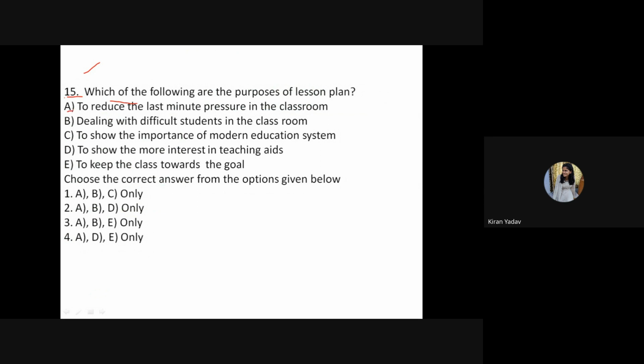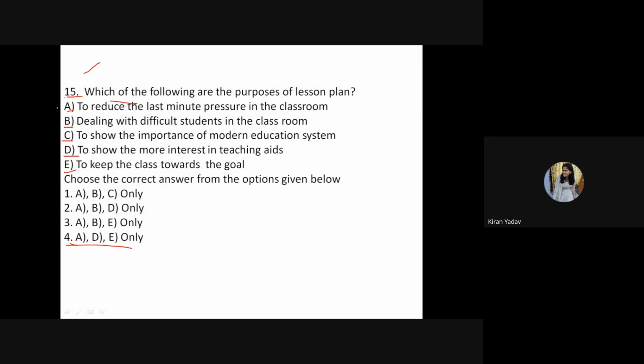Okay, then 15th: which of the following are the purposes of lesson plan? A, to reduce the last minute pressure in the classroom. B, dealing with difficult students in the classroom. C, to show the importance of modern education system. D, to show more interest in teaching aids. E, to keep the class towards the goal. So the fourth option you are saying, A, D, and E.